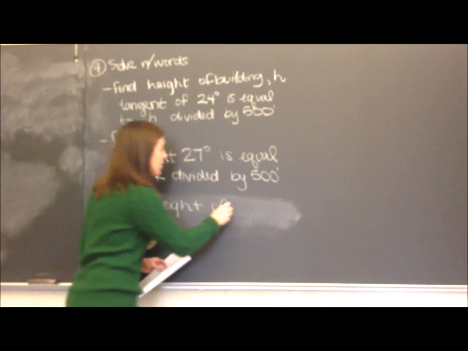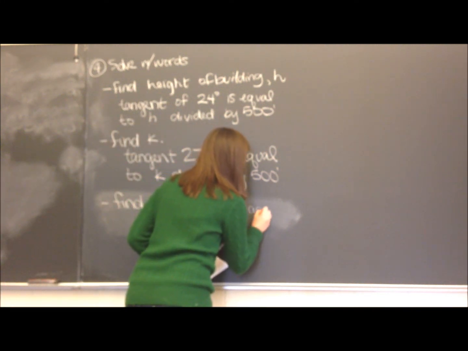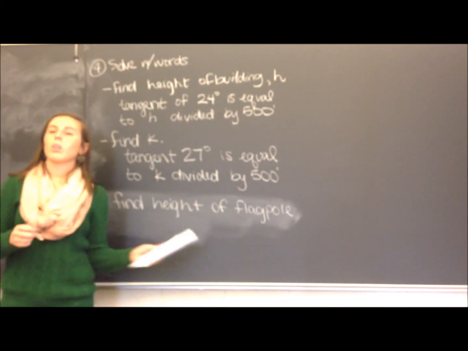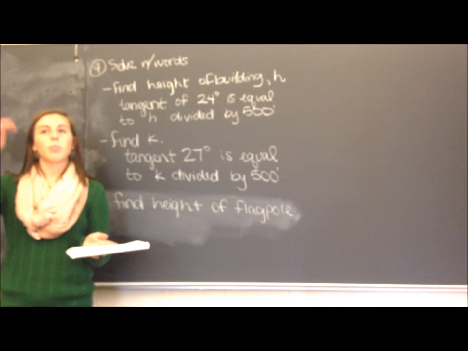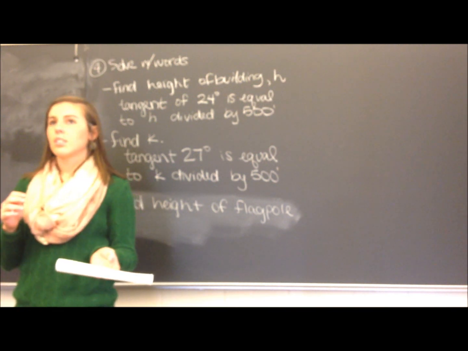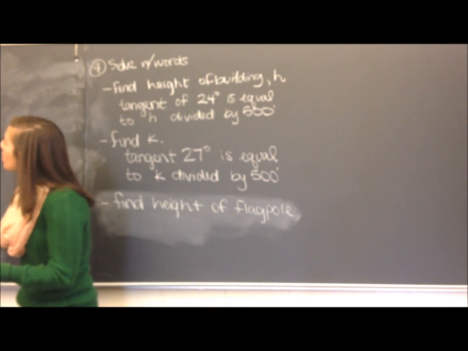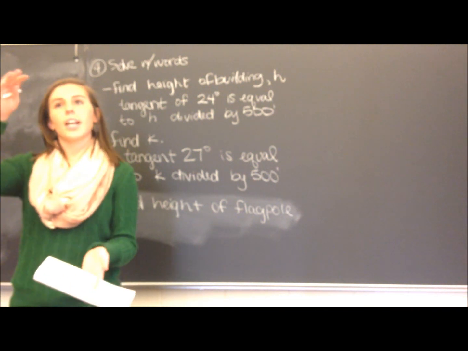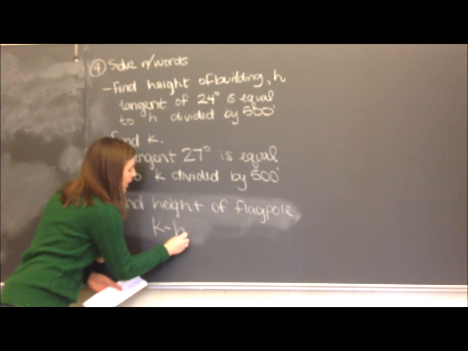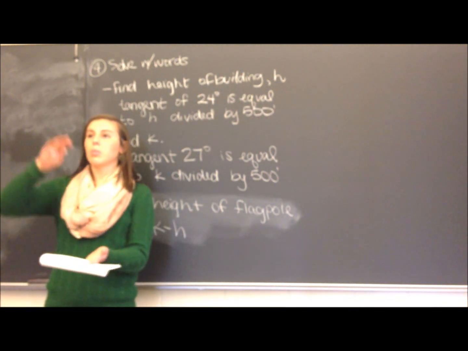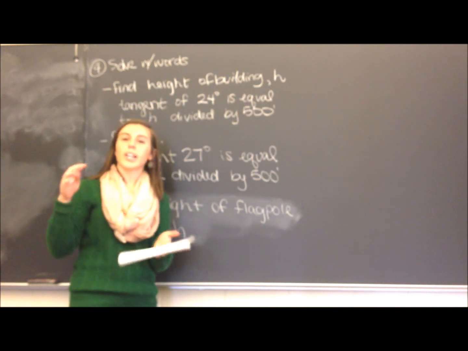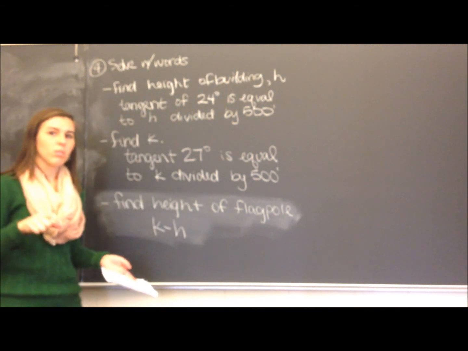I'm actually not sure, but do we use h minus k or k minus h? Well, we want it to be positive, right? So we need to take the bigger one minus the smaller one. So which one is bigger? By the looks of the picture, k is the bigger one, right, because it's the height of the building plus the height of the flagpole. So we're going to use k minus h, because k is the height of the building plus the flagpole, and h is just the height of the building. If we subtract them, we'll get the difference, which is just our little flagpole height.